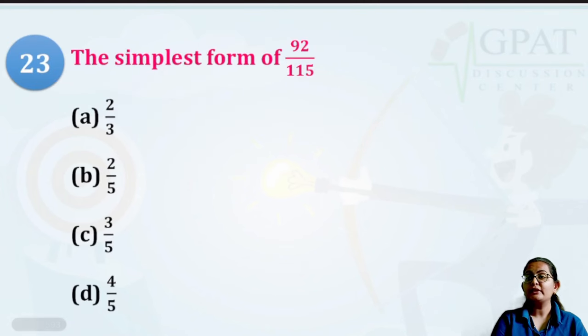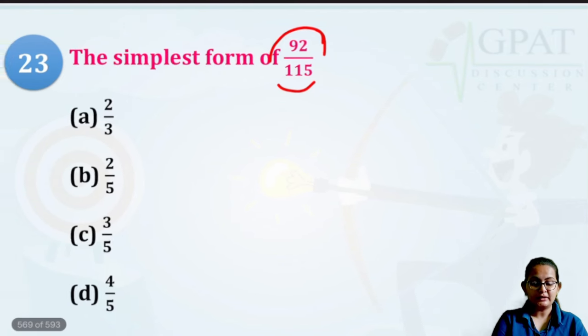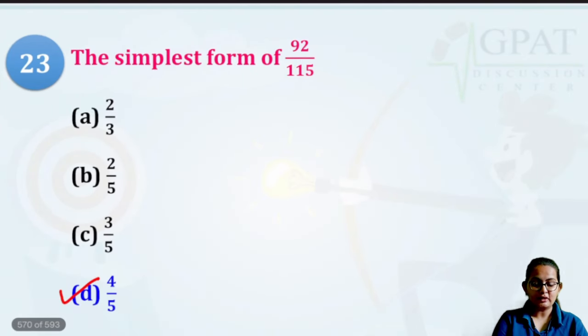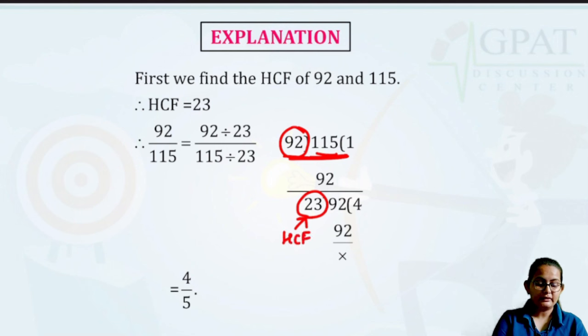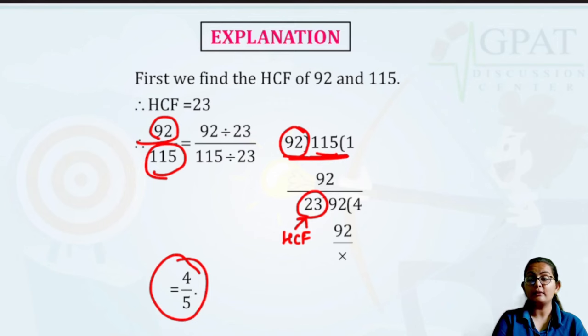Then question number 23, it says the simplest form of 92 divided by 115. Again, you have to find out the HCF. Based on the HCF, you have to reduce this particular number. So the correct answer is option D. You have to find it in a similar way. The dividend is 92. First take the smaller number divided by the larger number, and then you will get the HCF. HCF is 23. Then you have to individually divide this number by 23 and you will get the reduced format as 4 by 5.